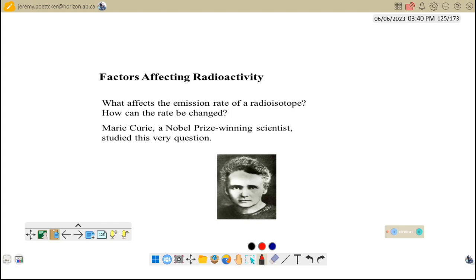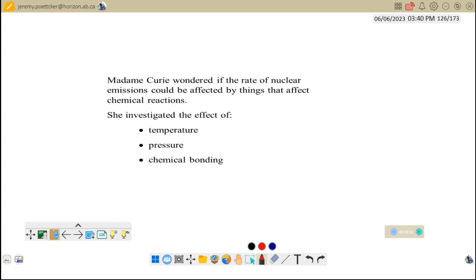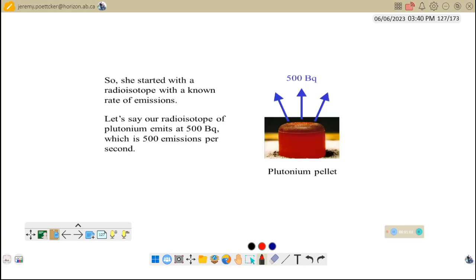So, some factors that affect radioactivity. Is there a way to change the rate? What affects the rate? And Marie Curie studied that question. She wondered if the rate of nuclear emissions could be affected by things that affect chemical reactions. Things like temperature, pressure, or chemical bonding. And what she found out, in fact, was no. None of them do.